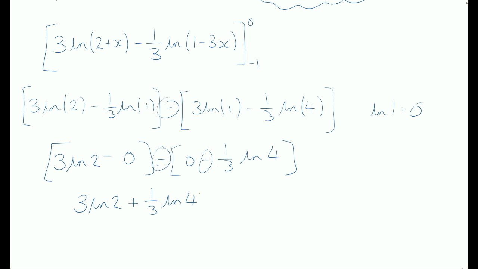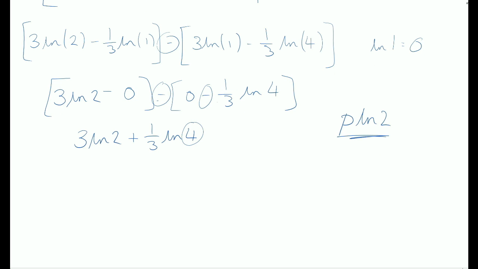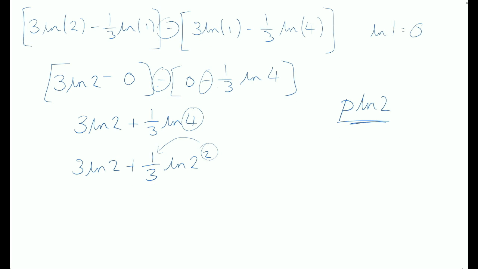Now, remembering from the question, you can scroll back to the question if you need to, we're looking for it in that form, ln 2. And I've got a ln 4 here, so that's not ideal. So let's rewrite ln 4 as 2 squared. So 1 over 3 ln 2 squared. And you'll recall that there's a log law that says if I've got a power, that can be brought to the front. So I end up with 3 ln 2 plus 2/3 ln 2.